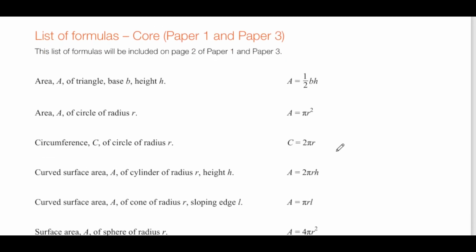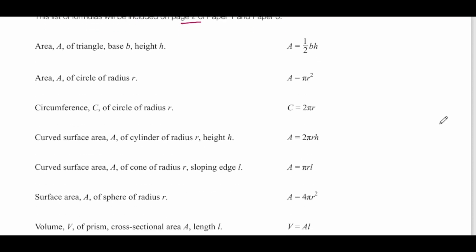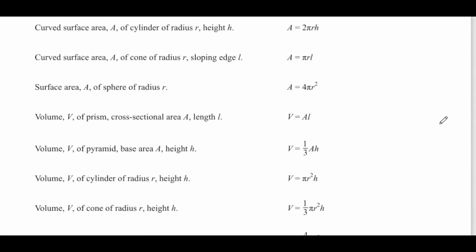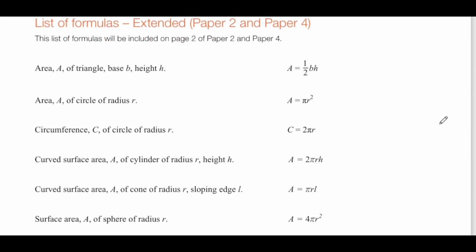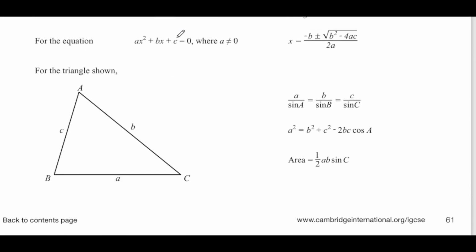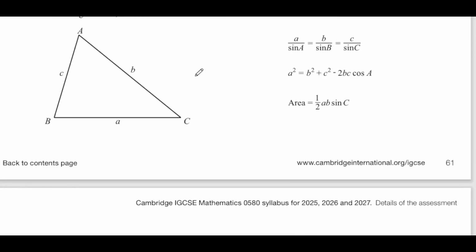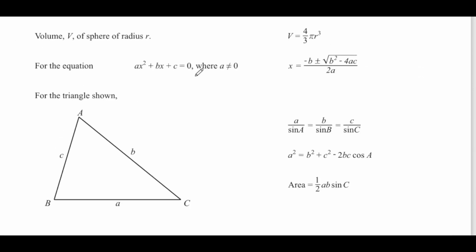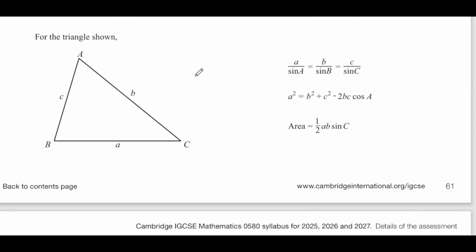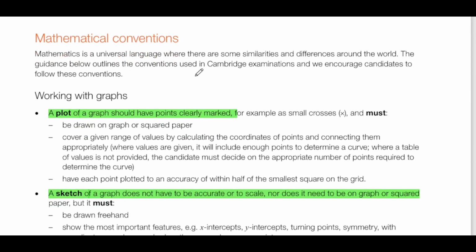Then here is the list of formulas. This is the formula list for core students, which will be available on page 2 of your question paper. So you can see which formulas will be given to you, and the other ones you still have to remember. That is for core. And this is the list of formulas for paper 2 and 4, for extended students. Right here you have the sine formula and the cosine formula, and the quadratic formula, everything is there.